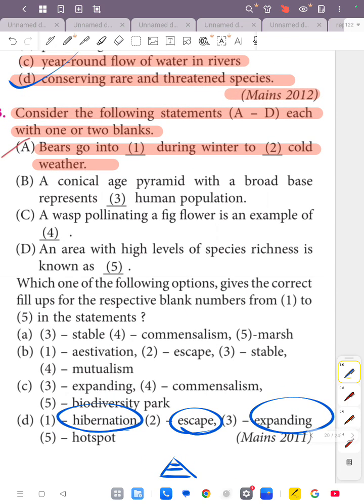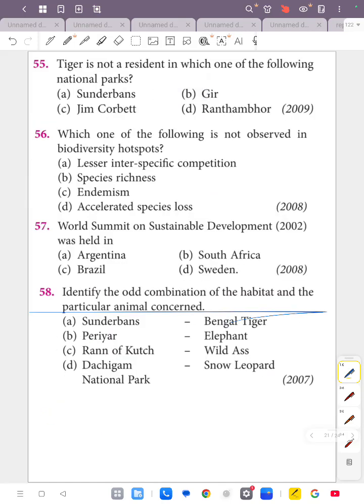A wasp pollinating a fig flower is an example of mutualism. But here they've not mentioned mutualism. So in the 4th, mutualism should have come. And an area with a high level of species richness, a lot of endemism, is actually referred to as a hotspot, right? So that makes option number D a correct answer. I'm solving with you guys.